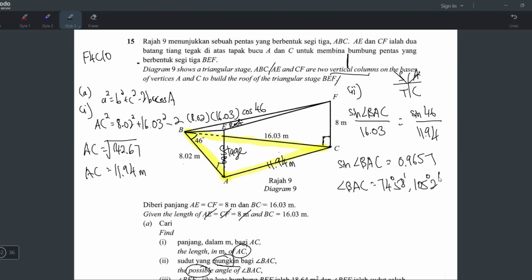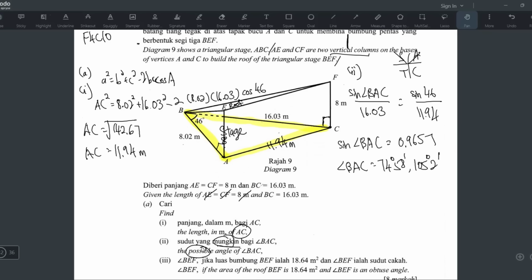I usually write in degree minute. You can write in decimal if you want, up to you. Okay, so these are the two possible values. And usually in exam, how do we know which one is the correct answer? We have to use our eyes to check whether it's a quadrant 1 angle or quadrant 2 angle, whether it's an acute angle or obtuse angle. But this is a bit hard to judge because it's a 3D diagram. So it's hard to tell whether this one is this one or this.